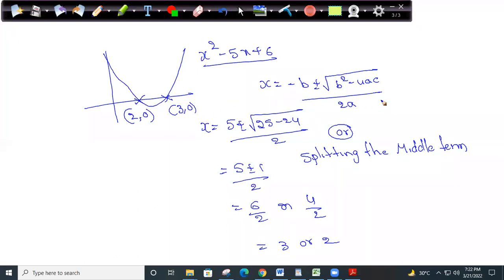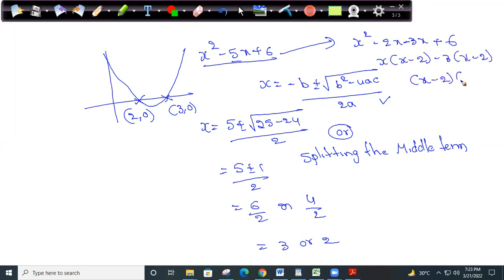How do you find them? Using the quadratic formula or by splitting the middle term. I can split minus 5 into two parts. If I add them, I should get minus 5. If I multiply them, I should get 6. So x square minus 2x minus 3x plus 6 can be written as x into x minus 2, minus 3 into x minus 2. So it can be written as (x minus 2) into (x minus 3). You equate to 0, you get x is equal to 2 or x is equal to 3. We all know how to find the x-intercepts. And we know how to find the y-intercept. So the y-intercept is (0, 6).